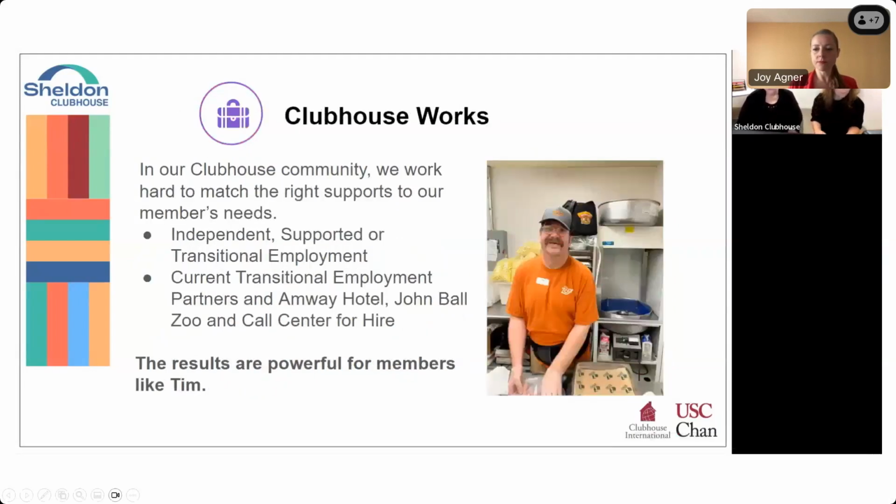So we wanted to include how Clubhouse is organized to achieve positive outcomes. In this slide, we wanted to highlight what employment supports we offer within the Clubhouse, and we wanted to share who we currently partner with and possibly one of our newest partners.